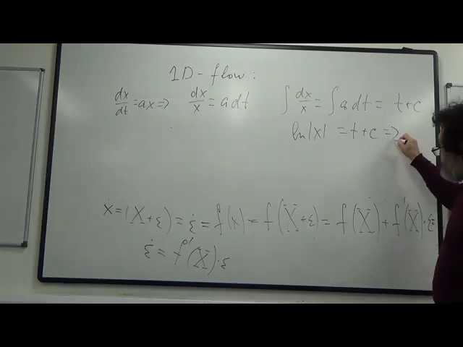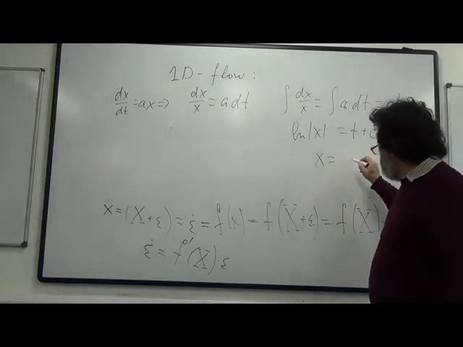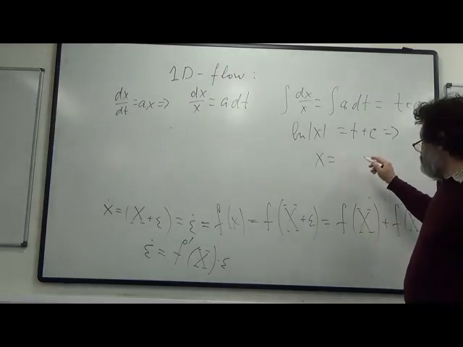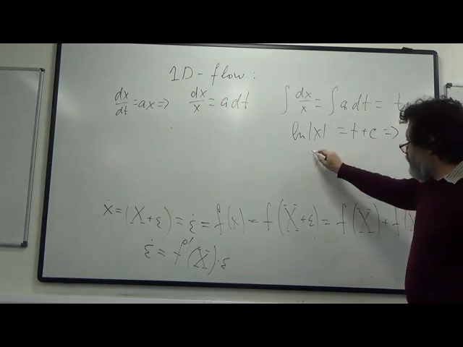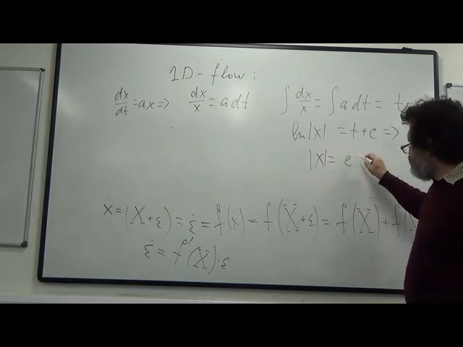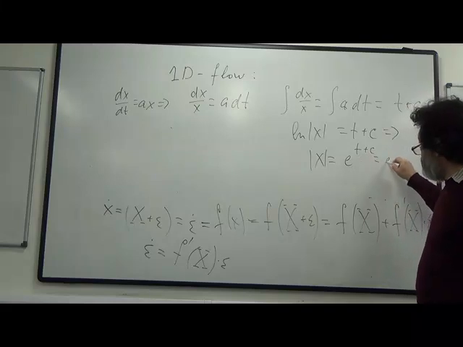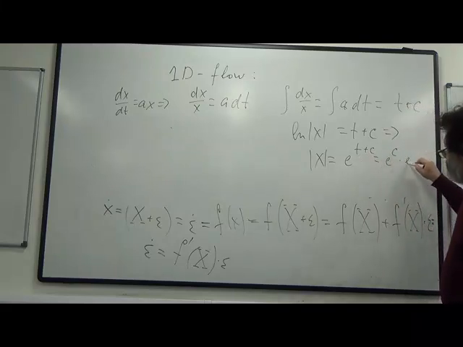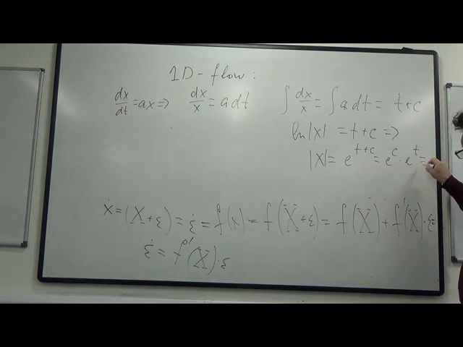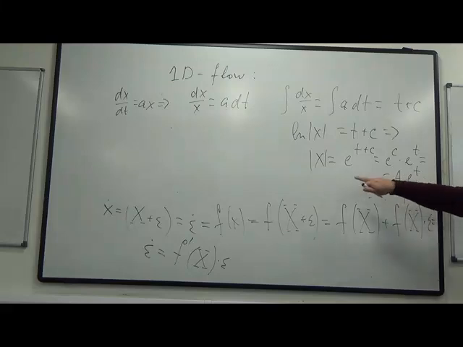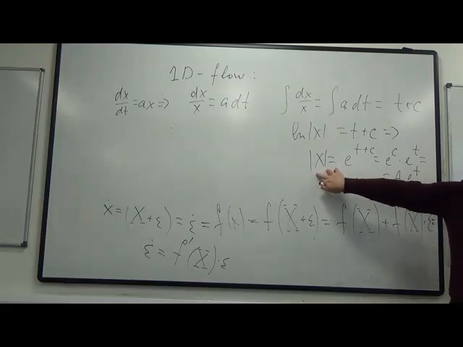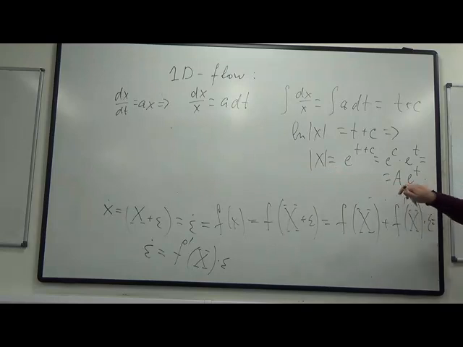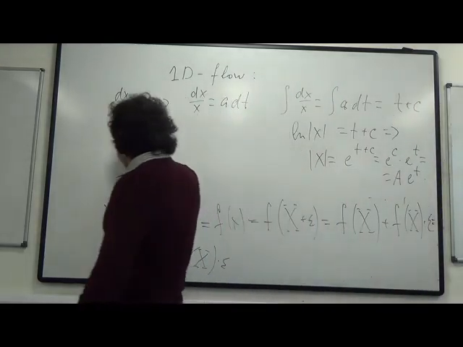From here we conclude that x equals, well, I can put it like this, x equals e to the power of at plus c, which is e to the power of c times e to the power of at. And I can call e to the power of c just A, so x equals A e to the power of at. Now A should be positive if we have an absolute value, but if x is negative, then A also will be negative. So generally, the answer is like this.